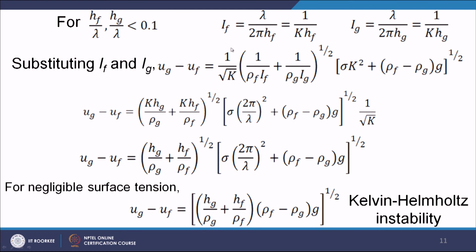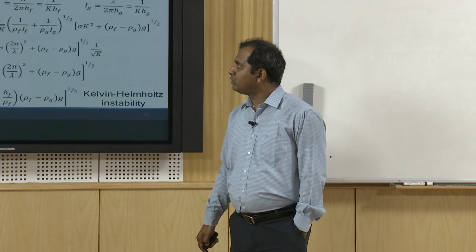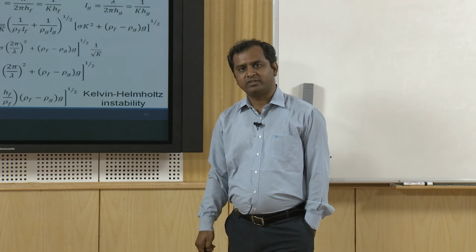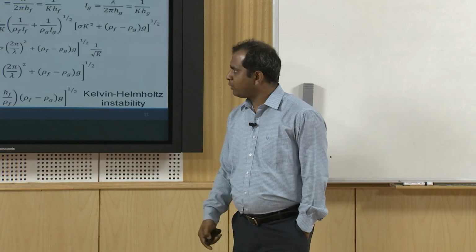Let us put these values of IF and IG back in the UG minus UF. Once I put these values, this will simplify. It is very interesting to note over here that we are having k to the power half and here we are having 1 by k to the power half, and eventually UG minus UF will become one expression involving sigma, rho f, rho g, g, but interestingly there is no lambda value or wave number value over there. So, this is irrespective of any wave number.